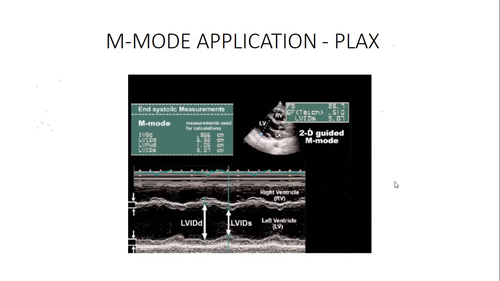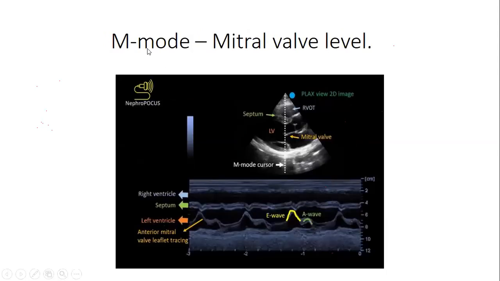We move. We are now still on M mode, but where are we pushing? We are putting now M mode on the mitral valve level, still with the parasternal long axis.